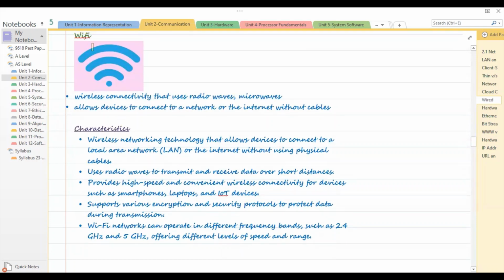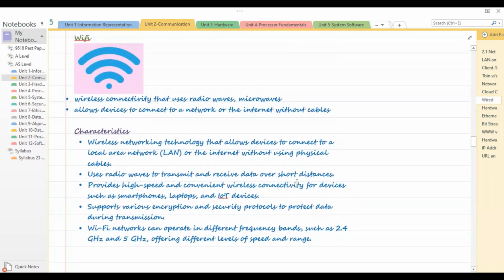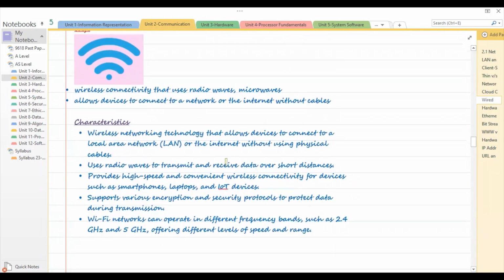So first of all, Wi-Fi, wireless fidelity. This is a wireless connection that uses radio waves or microwaves, and it allows devices to connect to a network or internet without any cables, but the distance is not that long. Characteristics, let's have a look at the characteristics of Wi-Fi.